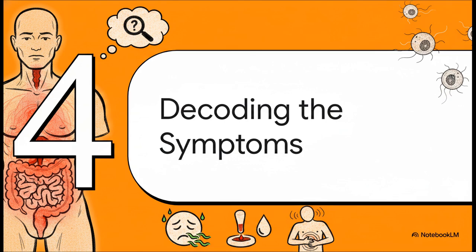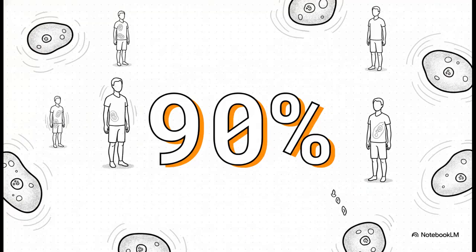Let's decode the symptoms. And right here is one of the most crucial and frankly kind of scary facts about this parasite. It's the key to its success. A staggering 90% of people who get infected show no symptoms at all. They become asymptomatic carriers, silently shedding cysts and unknowingly spreading the parasite. And that is what makes this invisible intruder so effective and so dangerous.